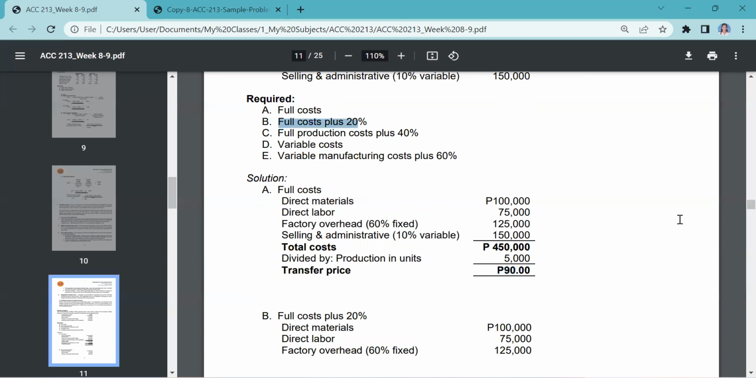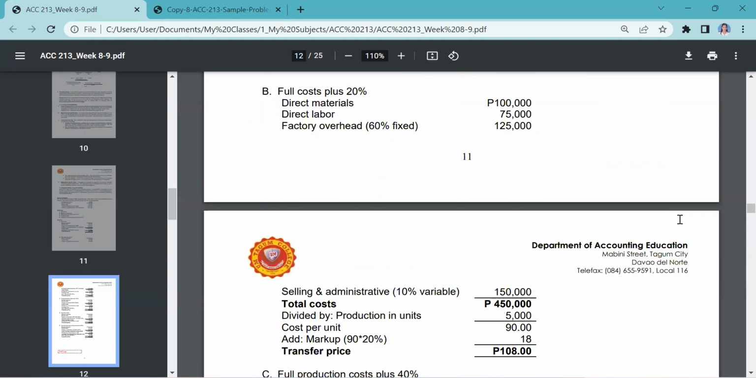Letter B is full cost, but plus 20% markup. So using that computation, you already have a full cost of 450,000. So you divide it by 5,000, so you have 90. Then it says you will mark up 20% based on the 90 pesos. So you'll have a total transfer price of 108 pesos.